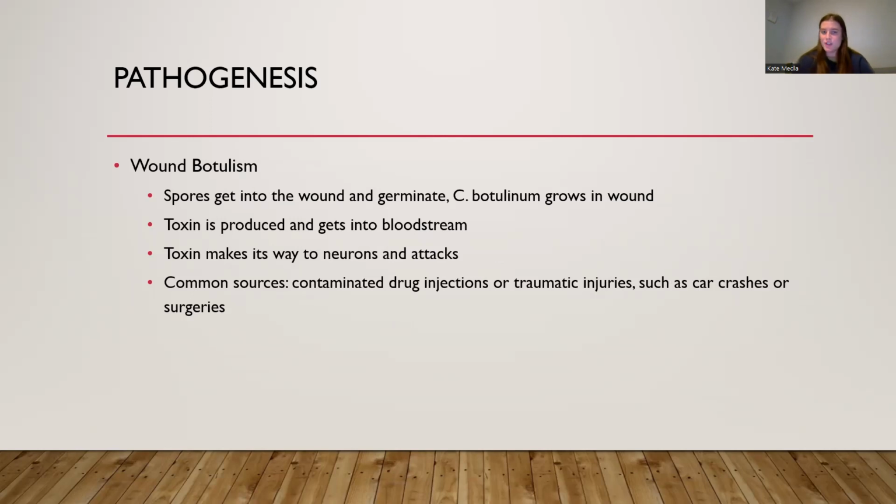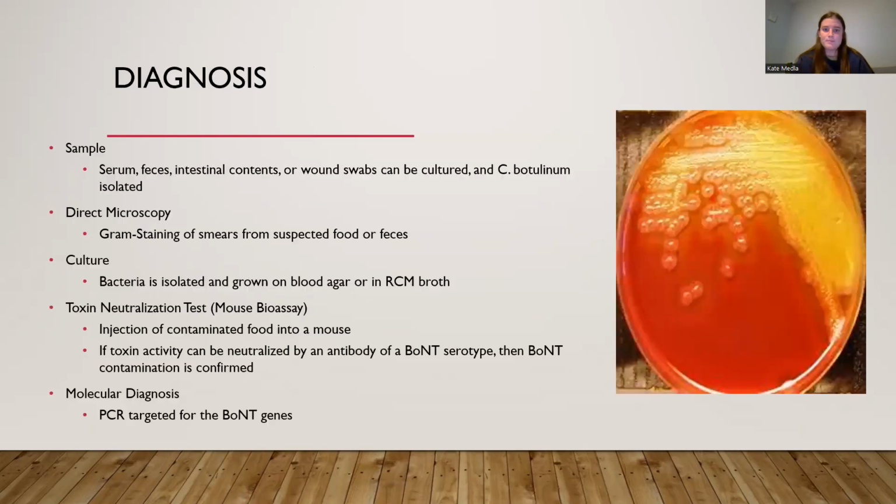Okay, lastly, wound botulism. Spores get into the wound, again, from soil, dust, that kind of thing. And this is where they germinate. The Clostridium botulinum grows in the wound. And here the toxin is then produced in the wound, and gets into your bloodstream. Same thing, goes through the bloodstream, gets to the peripheral nerves, and attacks. Some common sources here are contaminated drug injections or traumatic injuries like car crashes or even surgeries with contaminated medical instruments.